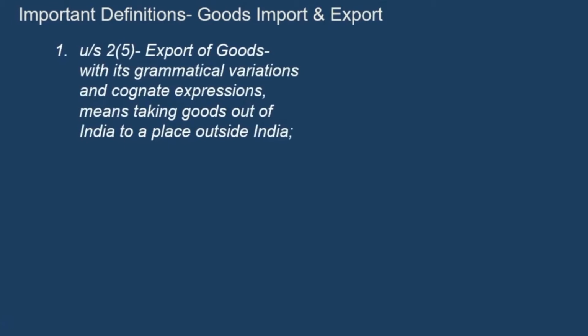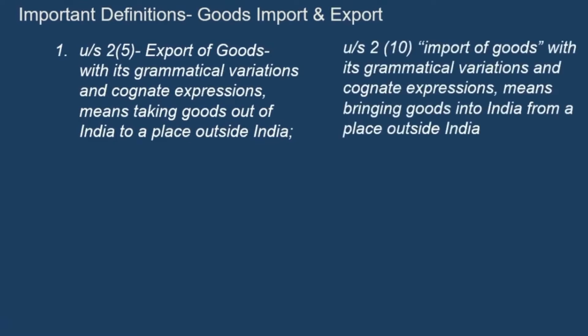Under Section 2(5), export of goods, with its grammatical variations and cognate expressions, means taking goods out of India to a place outside India. So our definition is very simple. It is simply taking the goods out of India. And what is the meaning of import of goods under Section 2(10)? Import of goods, with its grammatical variations and cognate expressions, means bringing goods into India from a place outside India. So bringing goods to Mumbai port from Australia is import of goods.